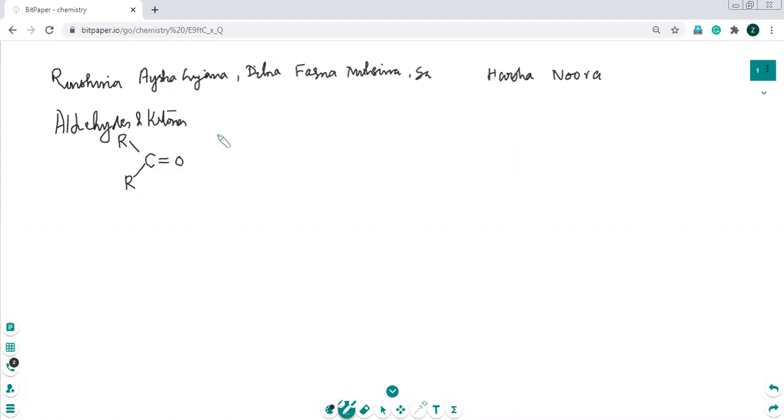Now when R equals R dash, both are alkyl groups, alkyl or aryl or any other group, you call it a ketone. That is ketone.